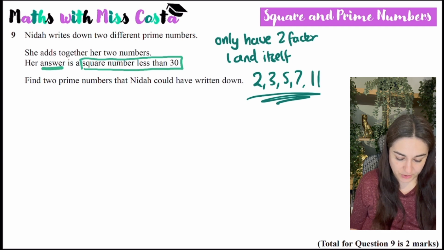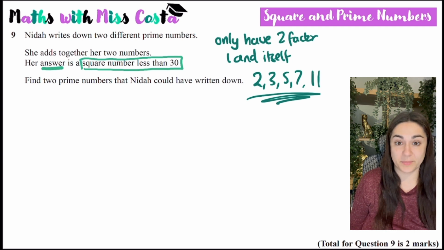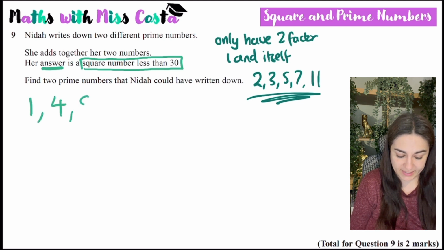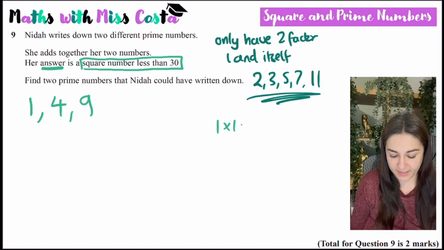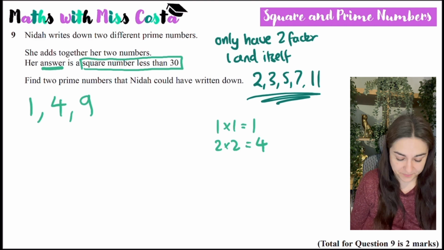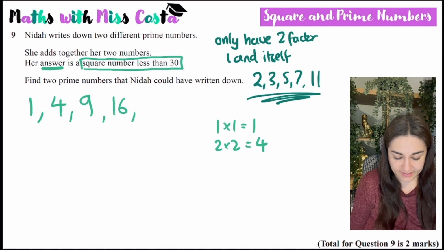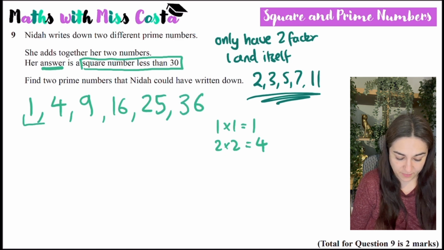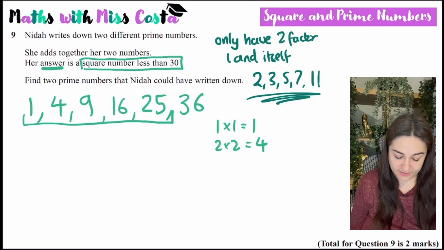So what I can do is think about the square numbers that are less than 30. So 1 times 1 is 1, 2 times 2 is 4, 3 times 3 is 9, because remember a square number is a number times by itself. That's literally the definition of a square number. So 4 times 4 then is 16, 5 times 5 is 25, 6 times 6 is 36. So the only square numbers under 30 are 1, 4, 9, 16 and 25.